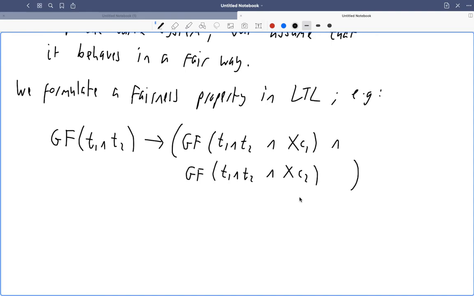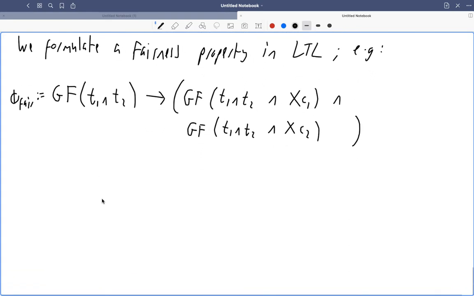Unsurprisingly, it's quite a strong property, but the point is that we might want to keep our original model, and explore its properties under the assumption of fairness. So let's call this phi fair. It's a very strong fairness property, as I said.